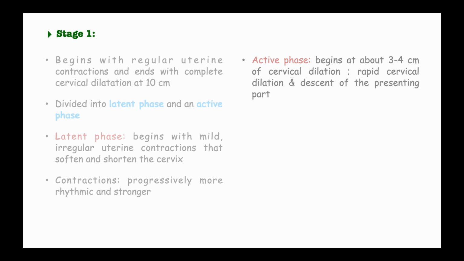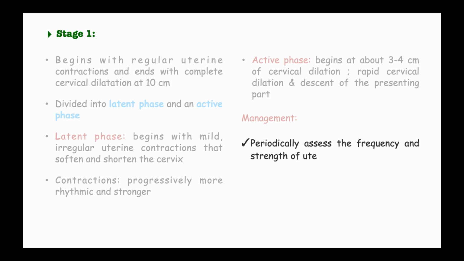Now, this being said, how do we manage the first stage of labor? What we have to do is periodically assess the frequency and strength of uterine contractions, because if the contractions are weak, it may cause delayed labor. And if the contractions are too strong, it may also cause other complications.